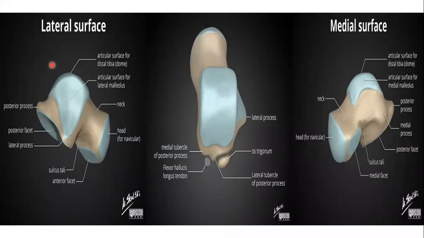Here we have the talus, articular surface. This is the articular surface for the distal tibia, articular surface of the lateral malleolus, and articular surface of the medial malleolus. And also this is the body. We have the neck, and the head for articulation with the navicular bone. We have the sulcus tali, which with the sulcus calcanei forms the sinus tarsi. Inferiorly we have anterior facet, posterior facet, and medial facet for articulation with the calcaneum. Posteriorly, we have the posterior process, which has medial and lateral tubercles, sometimes separate as os trigonum.